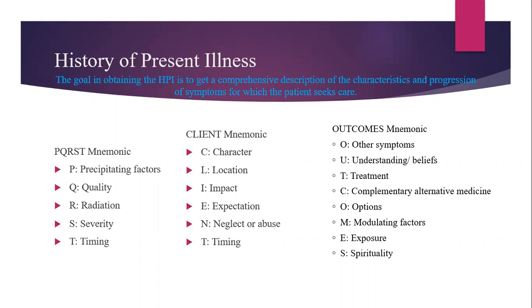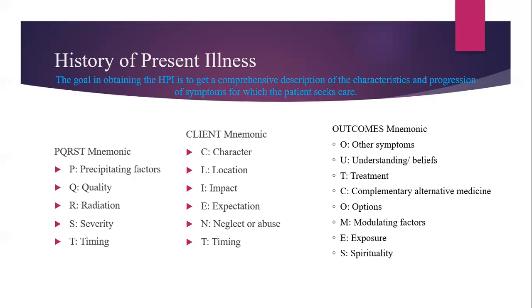Neglect or abuse, including any sign of physical or emotional neglect or abuse that may play a role in the patient's condition. And T for timing. Timing involves the onset, duration, and frequency of the symptom.